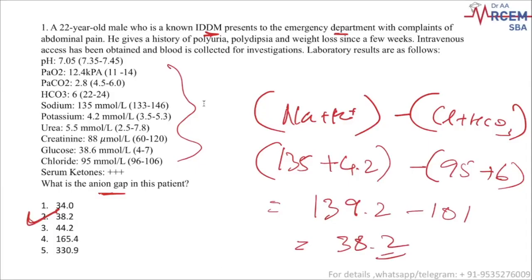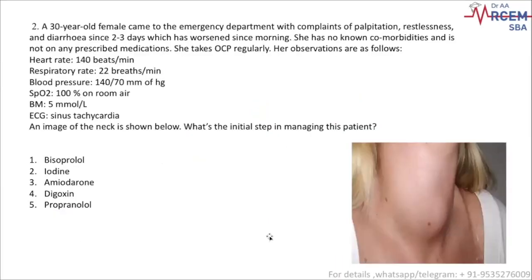So it comes as 38.2 approximately if you calculate it. A 30 years old female presents to the emergency department with palpitations, restlessness, diarrhea since the last 2-3 days. She has no comorbidities, is not on any prescribed medications, takes OCP regularly. Observations are given. There is a tachycardia which is present. ECG shows sinus tachycardia.